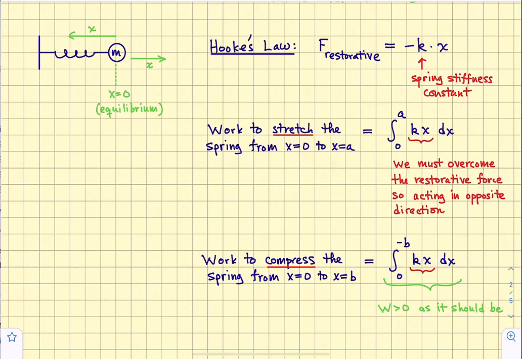Notice if you look at both the geometry and the calculation of that integral, the spring stiffness constant itself is always positive. Then the work here comes out to be positive just as it should be. And that's because even though we are integrating from 0 to minus b, so we are integrating from right to left, opposite of what we normally do, the work here is positive.